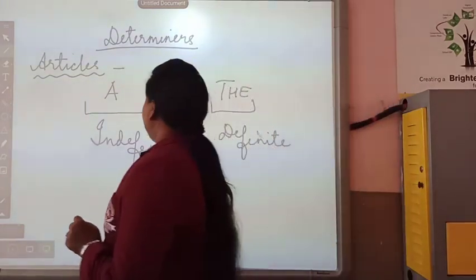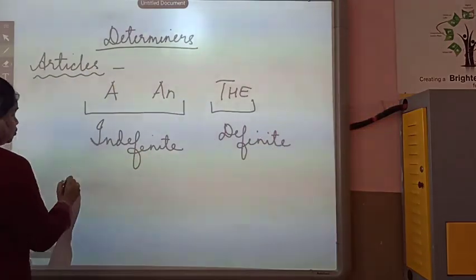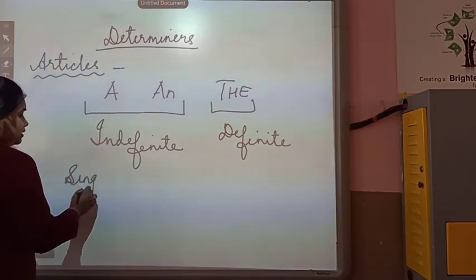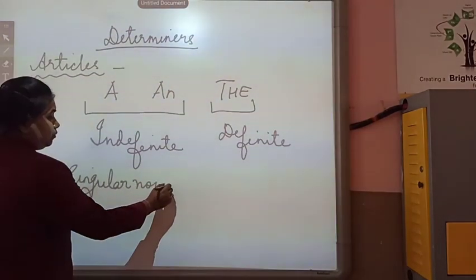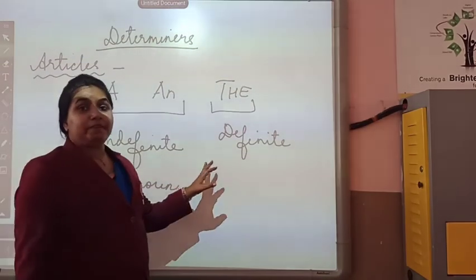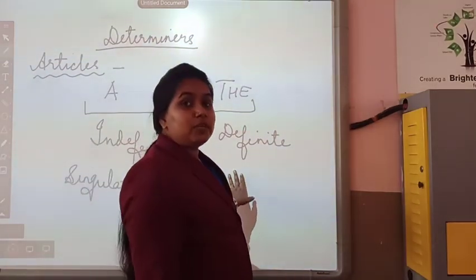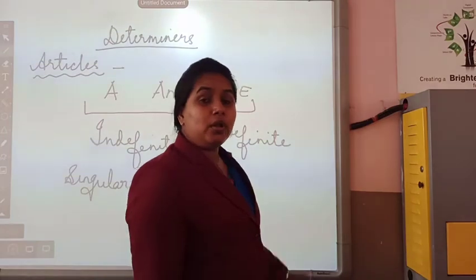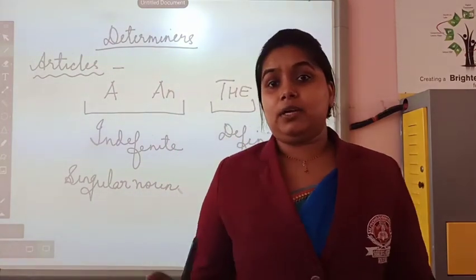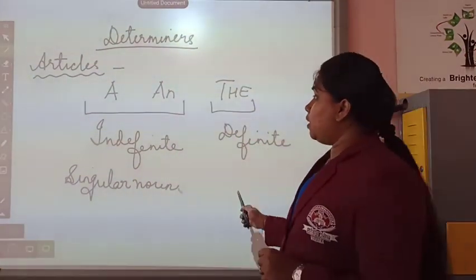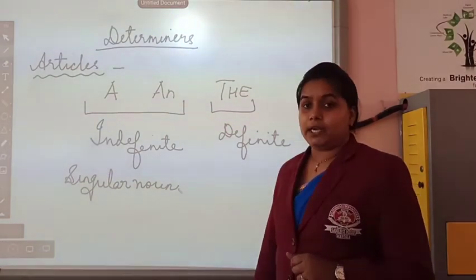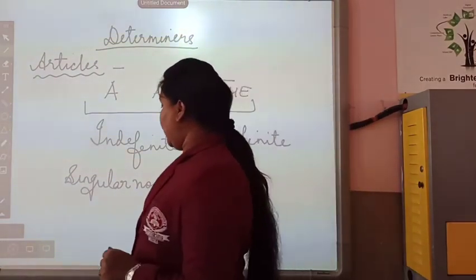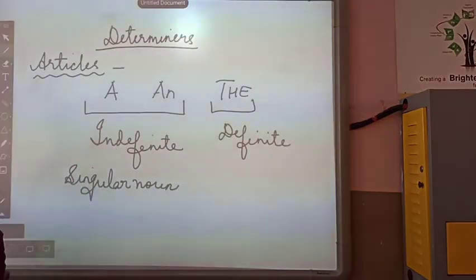Here a and an are used for singular nouns. The definite article may be used for singular as well as plural definite nouns. Now let us first understand the indefinite articles a and an. Let us read that first.